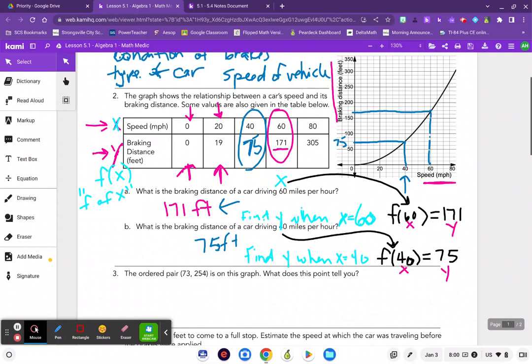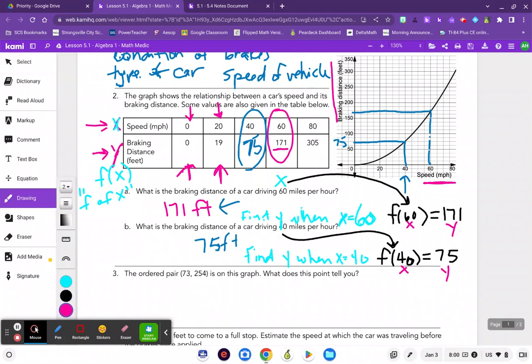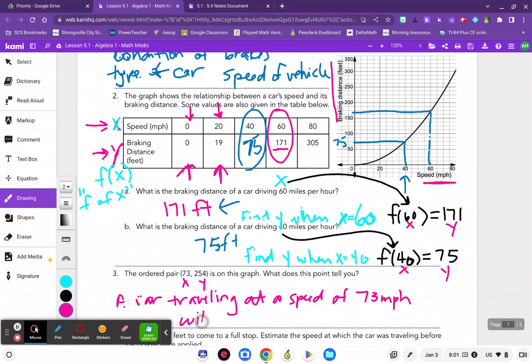Let's take a look at 3. It says the ordered pair 73, 254 is on the graph. What does this point tell you? Well, this is my x and this is my y. So it tells me that if I'm traveling at a speed, so a car traveling at a speed of 73 miles per hour, will have a braking distance of 254.